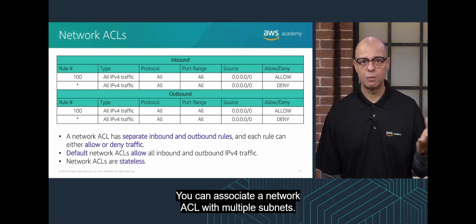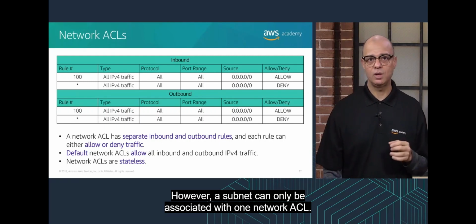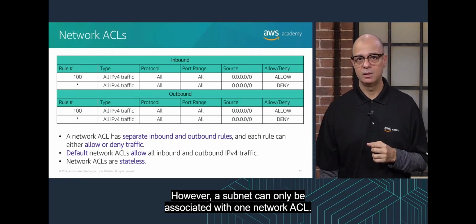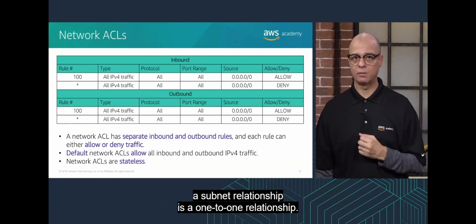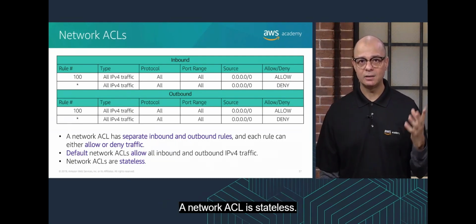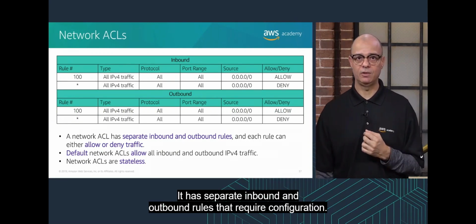You can associate a network ACL with multiple subnets. However, a subnet can only be associated with one network ACL. That means that a network ACL and a subnet relationship is a one-to-one relationship. A network ACL is stateless. It has separate inbound and outbound rules that require configuration.